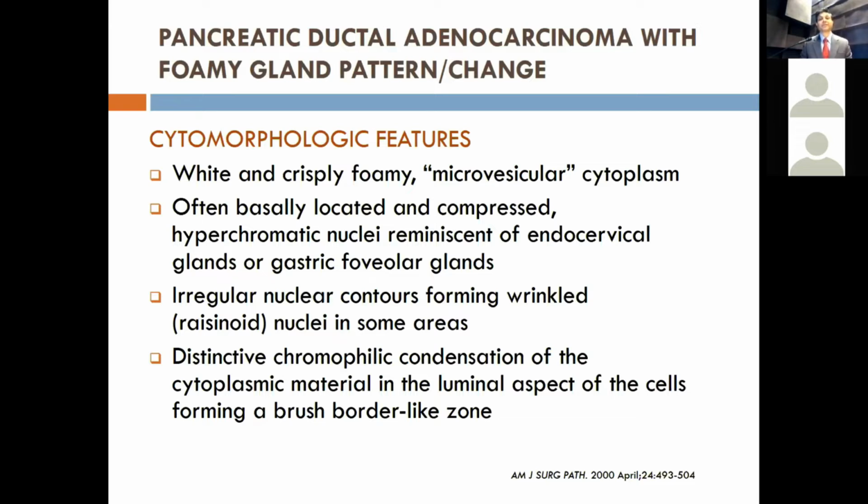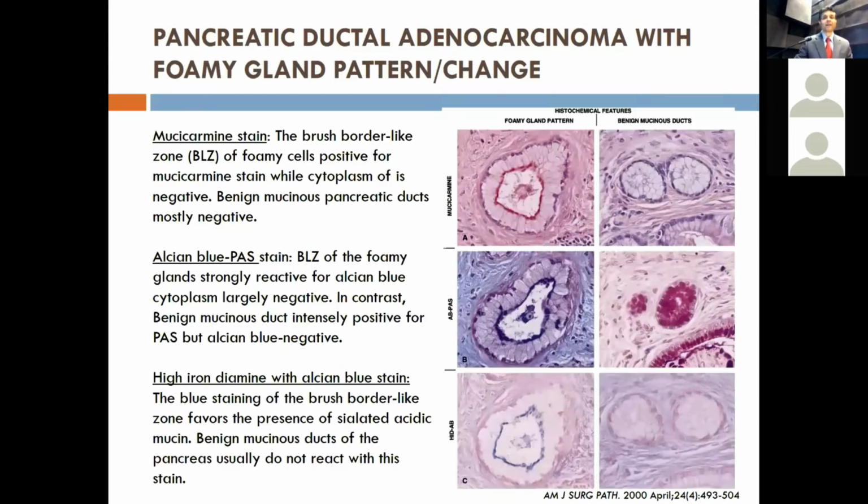Isolated examples of this entity were first reported in the 80s and the 90s. However, the most comprehensive and detailed report was published by Adsay et al. in 2000 that included 20 cases. 4 of them were pure foamy gland variants and 16 had intermixed ductal adenocarcinoma. In the study, they also showed that these foamy glands have a distinct staining pattern with certain histochemical stains.